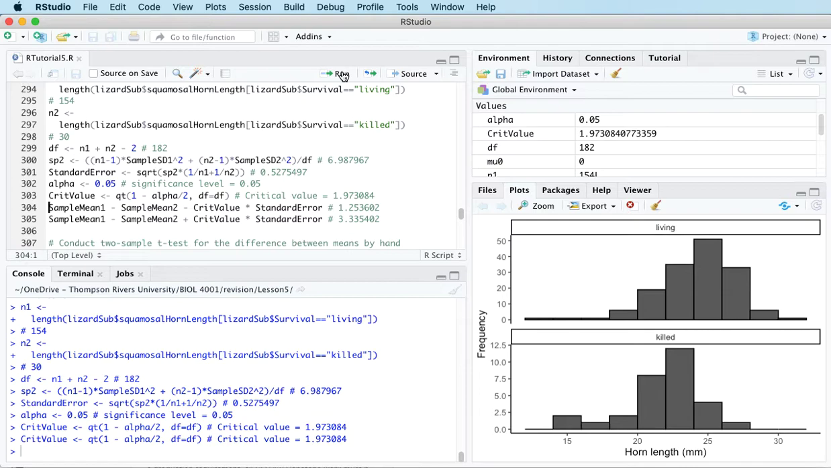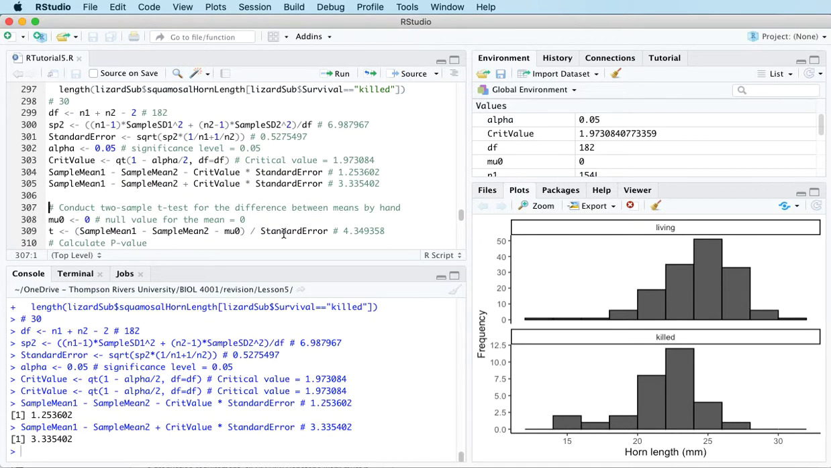So the lower bound of the confidence interval is given by the difference in the sample means minus the critical value times the standard error, and then the upper bound of the confidence interval is given by the difference in the sample means plus the critical value times the standard error. So there's my confidence interval. We can say we're 95% confident that the difference in the population means is between 1.25 and 3.34.